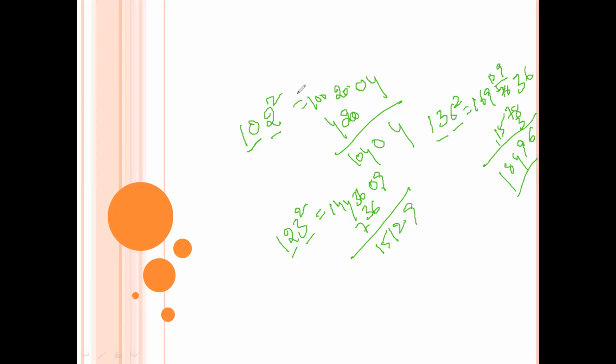The third method. In the third method, how to calculate the square of any number? Here we see 23 square. 2 is one digit, 3 is another digit. Now, here directly we see 3 square is 9. 2 into 3 is 6. 6 into 2 is 12. 2 here, carry 1. 2 square is 4. 4 plus 1 is 5.